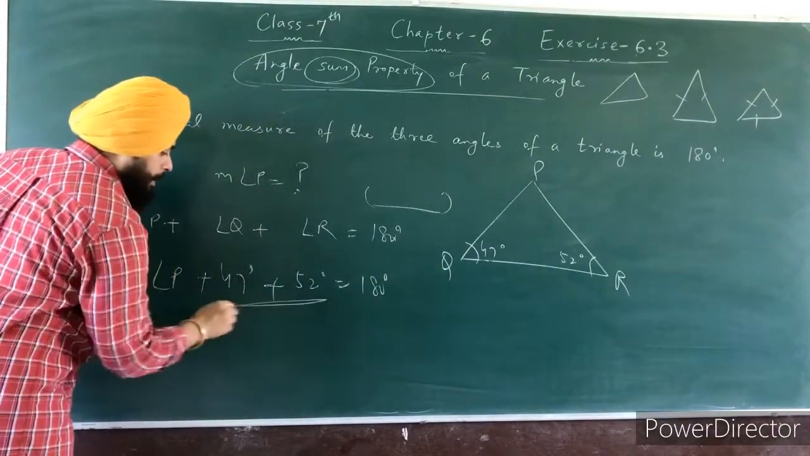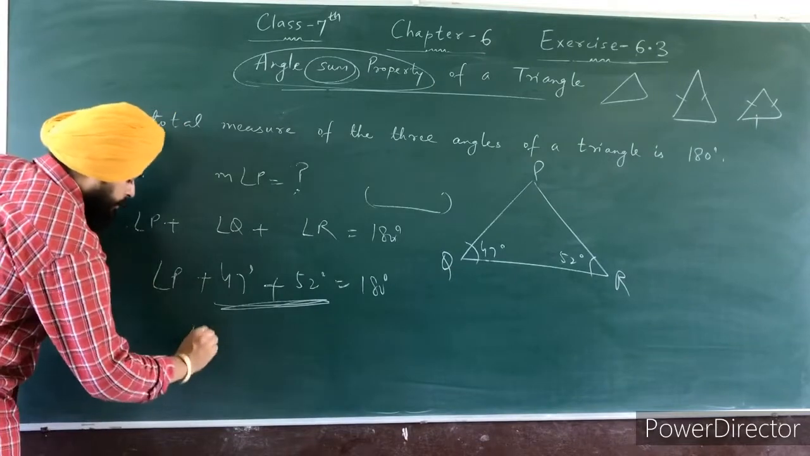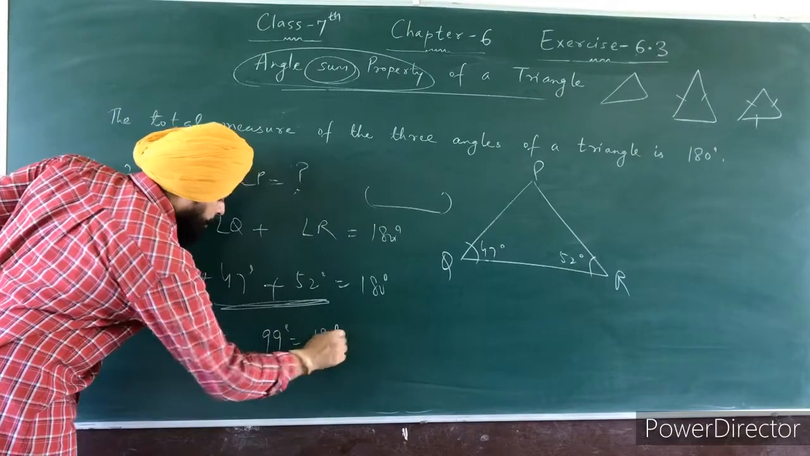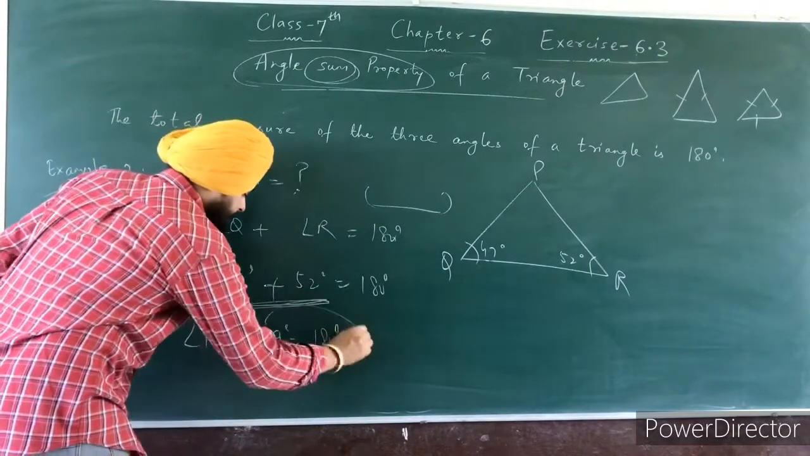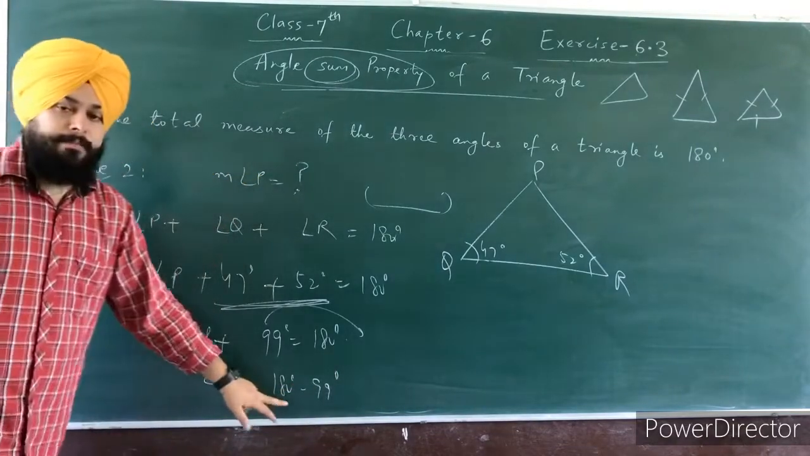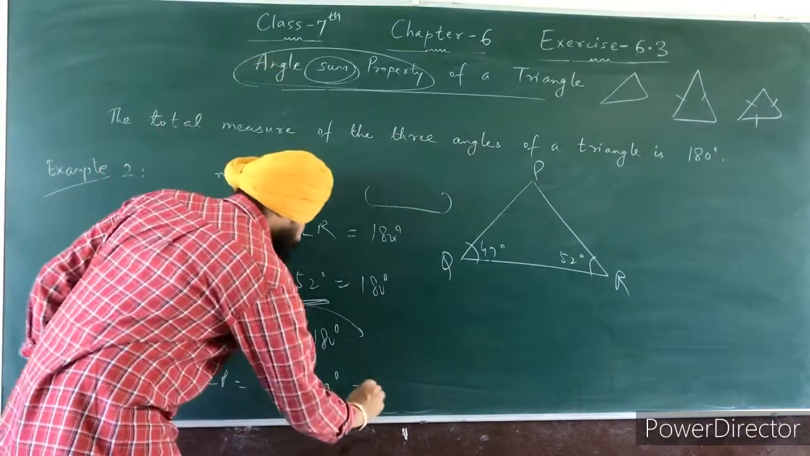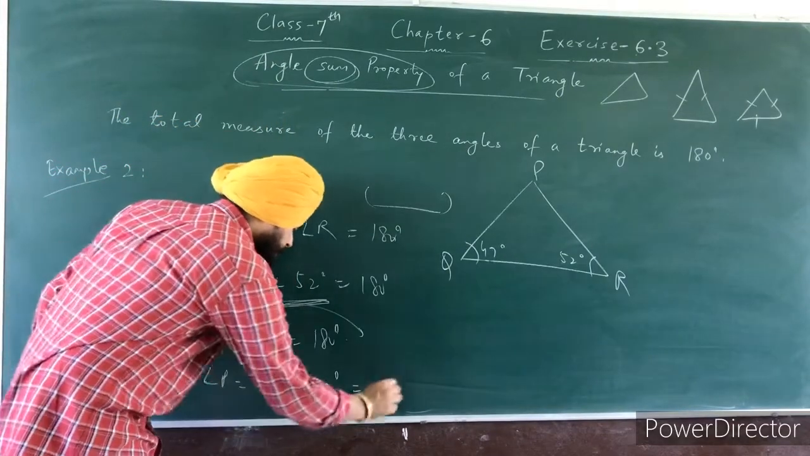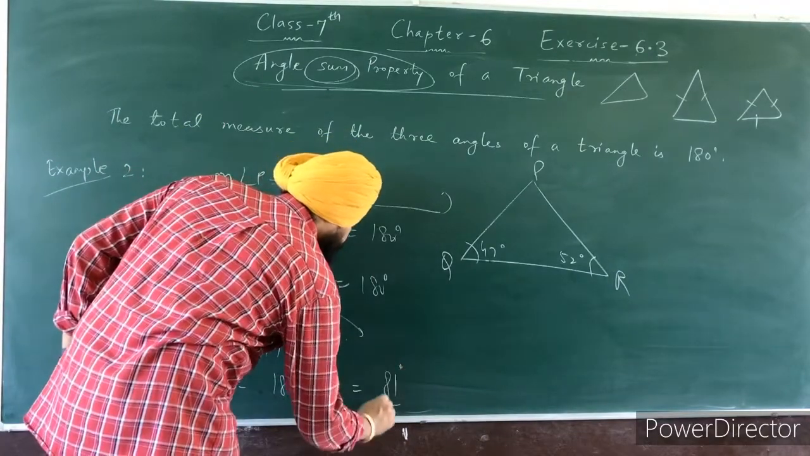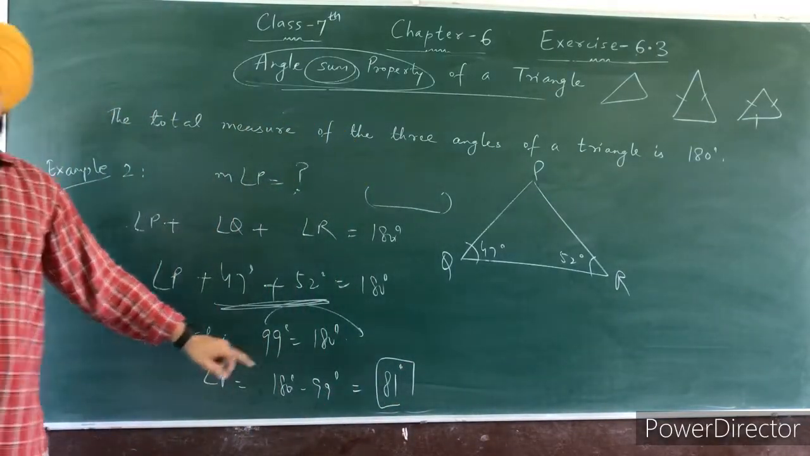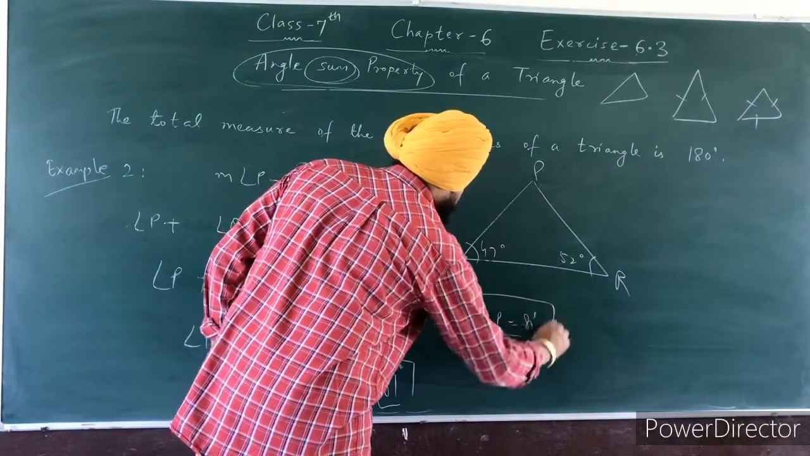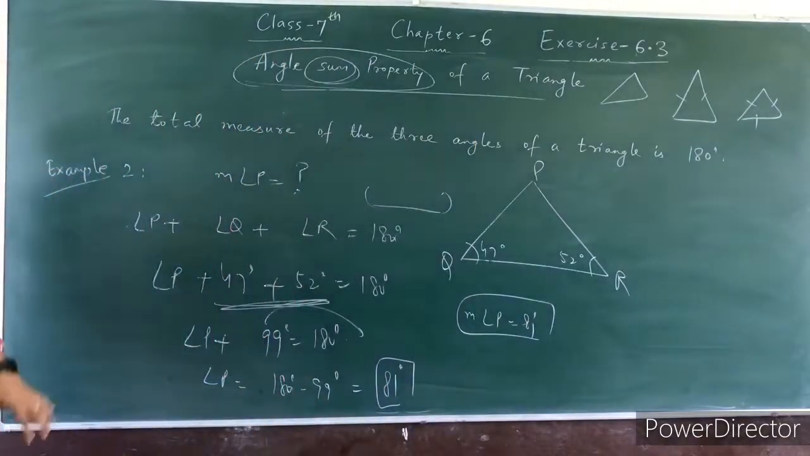Now you can add both angles. 52 plus 47, how much? 7 plus 2, 9. 5 plus 4, also 9. Now take this 99 degree on the right side. So angle P is equal to 180 degree minus 99 degree. How much? 10 minus 9, 1. 17 minus 9, how much? It is 8. Therefore, measure of angle P is 81 degree. Alright students, so this is your example number 2.